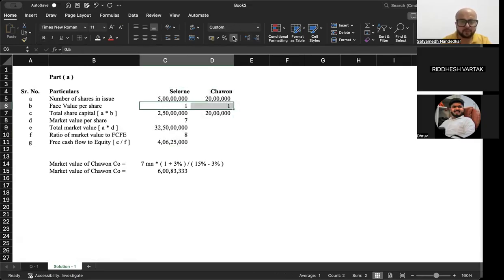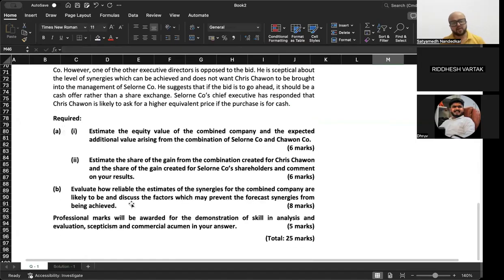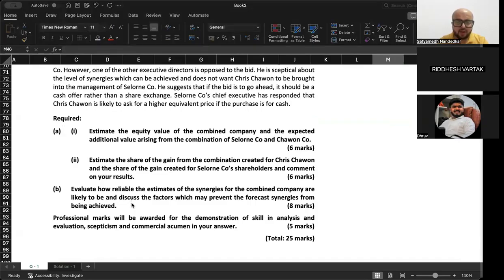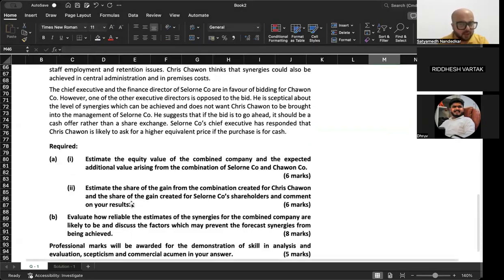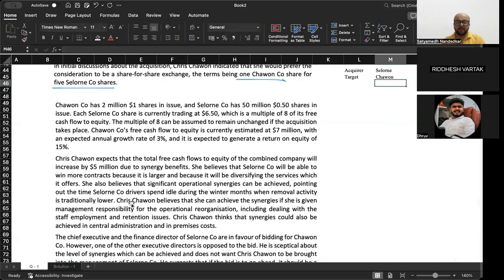Let's see. What had they asked you? They had asked you equity value of the combined company and expected additional value arising from combination of Selorne and Chavon. We have individual company values. We need value of the combined company.